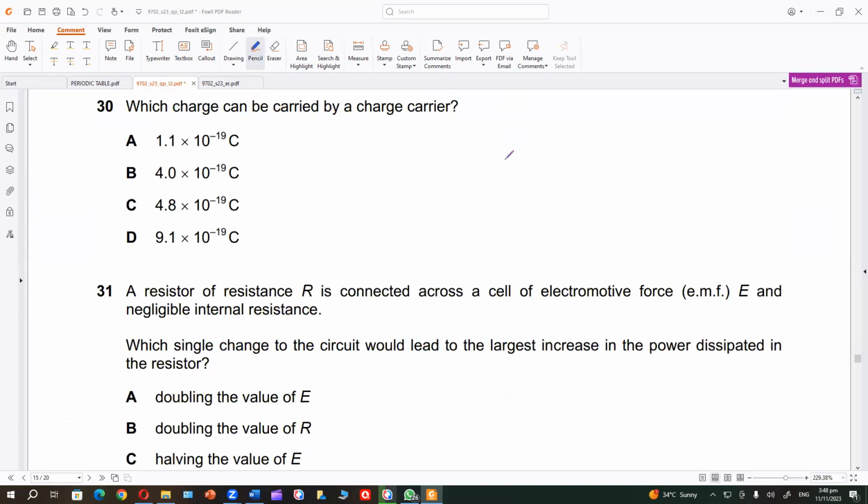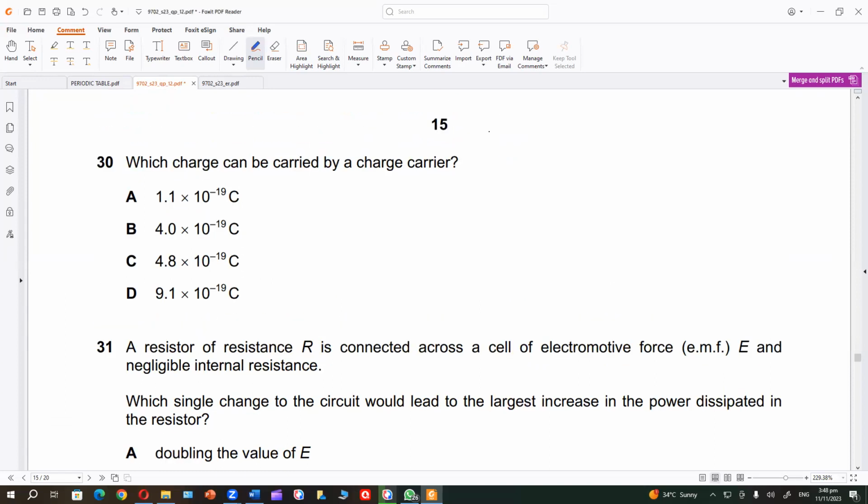Which charge can be carried by a charge carrier? This is about quantization of charge. This is a very unique MCQ and very rarely appeared. Quantization of charge. Say then, what is quantization of charge? It's a very rare topic and it comes very less.